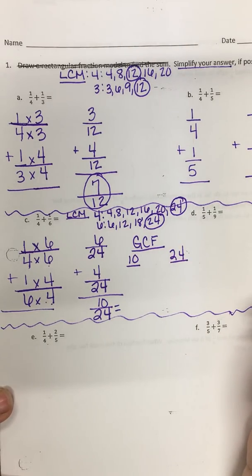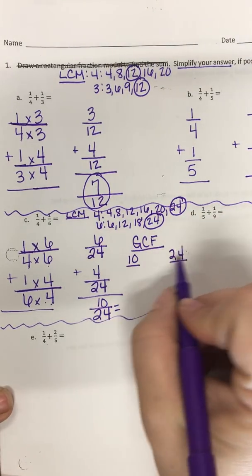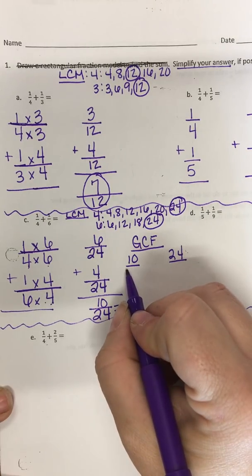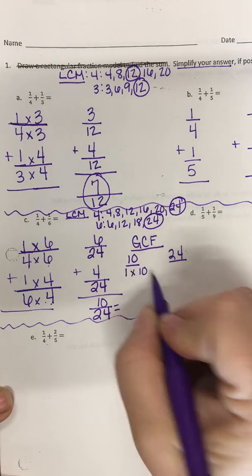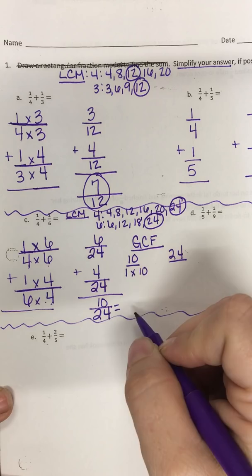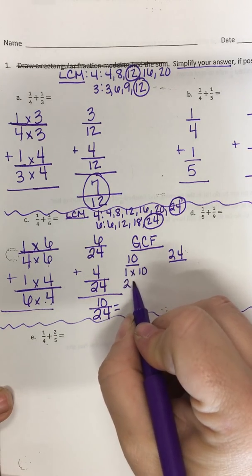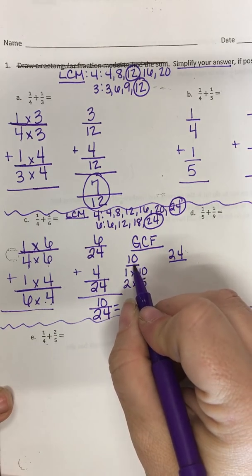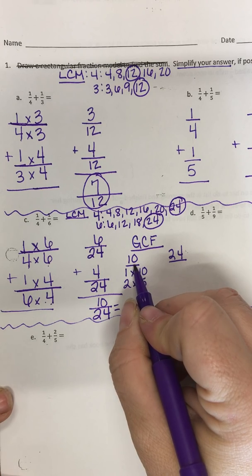Remember, look back at your factor notes. We find all factors by beginning with 1. 1 times 10. Is 2 a factor of 10? Yes. 2 times 5. 3? No. 4?